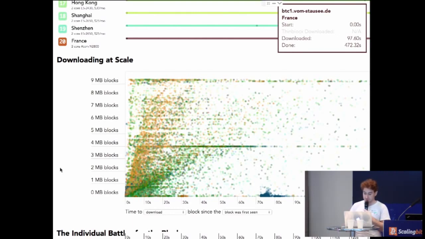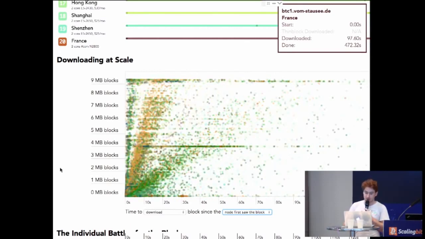And then most of this data came from when we only had one machine that wasn't one hop away from the mining node. So that one machine that was getting it on the second hop is actually this blue down here. If we go to time since that node saw the block instead of time since the block was mined, then we see the blue actually is mostly downloading it very, very fast because it's downloading it from a machine that is not overloaded.